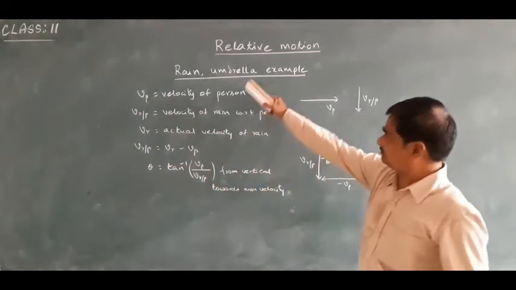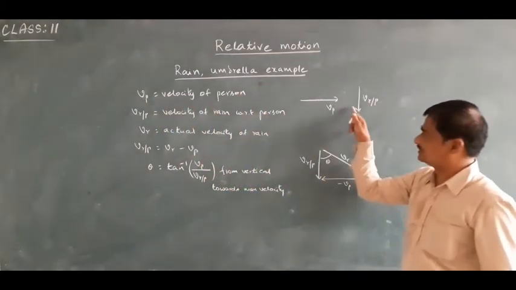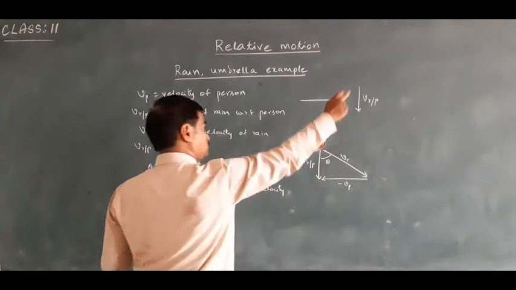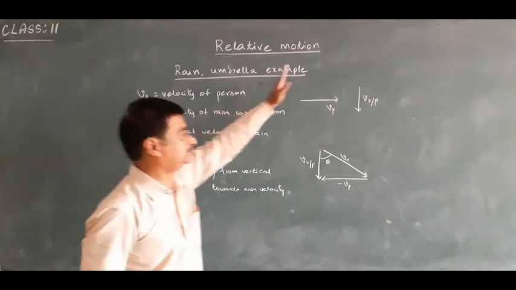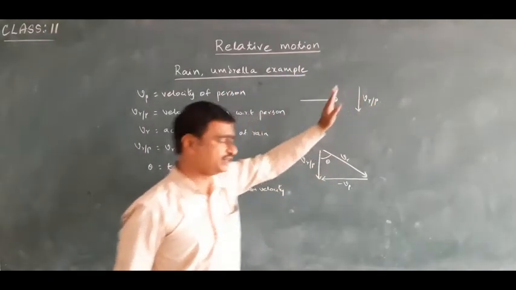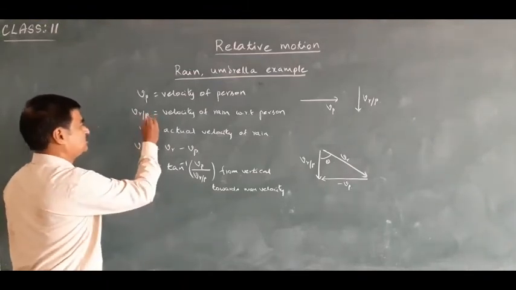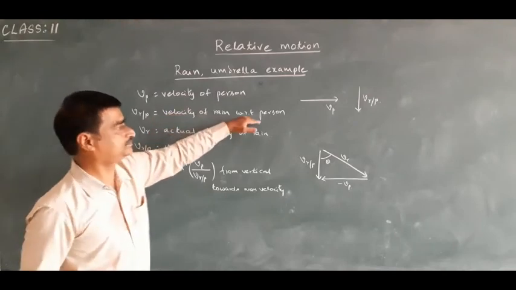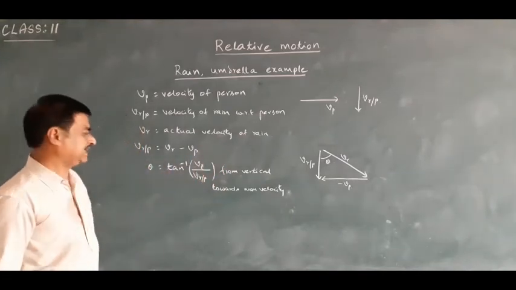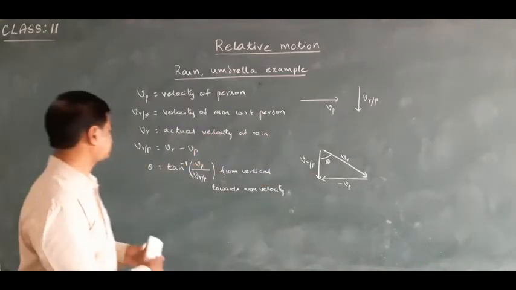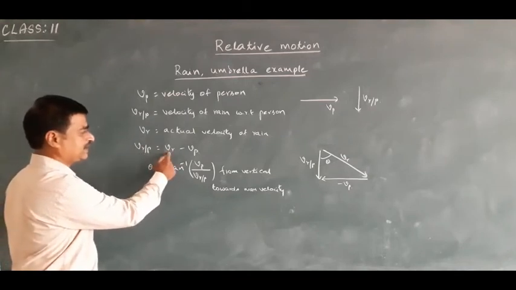In the rain umbrella example, Vp is the velocity of the person. The person is walking or running like this. For him, the rain appears to fall vertically downwards. The relative velocity of rain with respect to the person is this one, and we have the actual velocity of rain. How do we tackle this? The relative velocity of rain with respect to person is the velocity of rain minus the velocity of person.